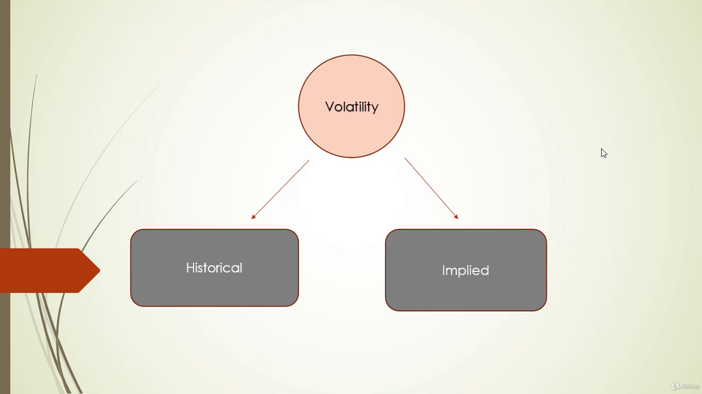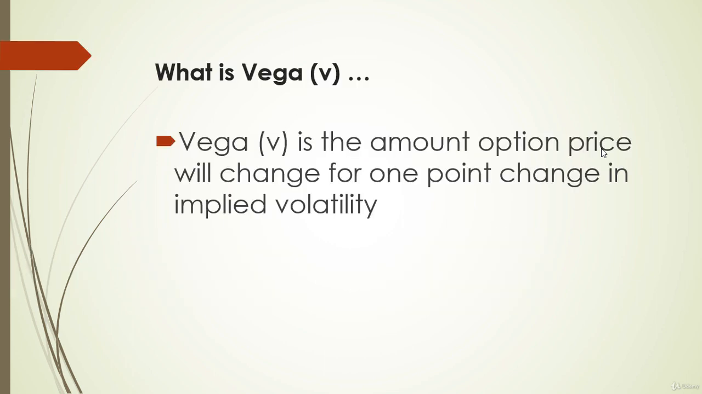But in the real world, option premiums frequently trade away from their fair values and are driven more by demand and supply. So implied volatility is more important than historical volatility. The implied volatility is derived from the market price of the option itself. And Vega is the amount the option price will change for a 1 point change in implied volatility. It is a measure of uncertainty in the markets.